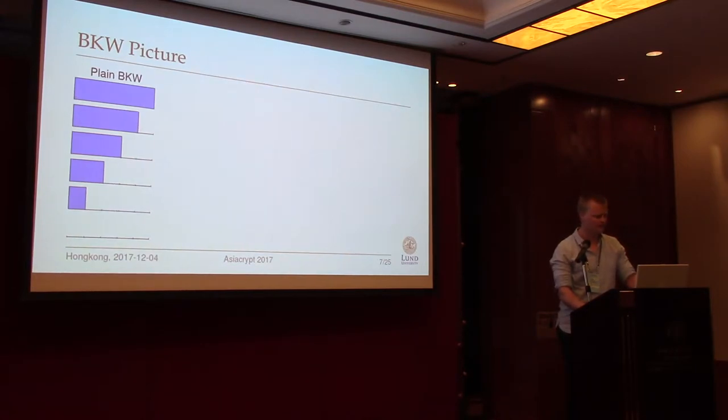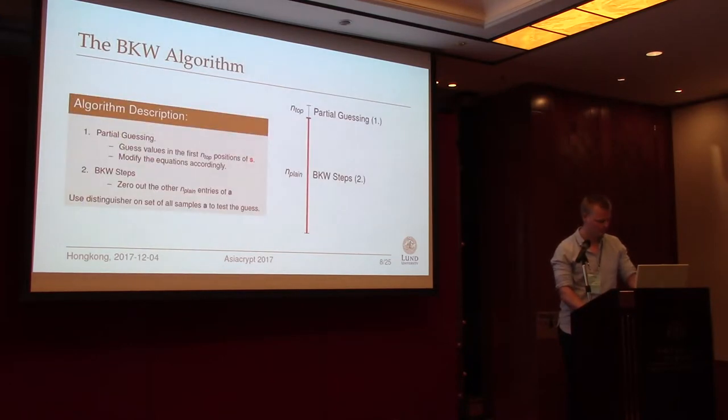So in pictures, it looks something like this. Here, the length of the vector represents the number of positions, and the height represents the magnitude of the positions. So with regular BKW, you step by step reduce down the positions to zero. As an algorithm, it looks something like this. You begin by partial guessing of some top positions. Then you do reduction with BKW steps. And then you end up with some reduced samples, and you use the distinguisher on those to determine whether your result is from LWE samples or uniformly random. In case you determine that they're LWE samples, you get some more positions and work yourself through the vector, and if not, then you modify the initial guess.